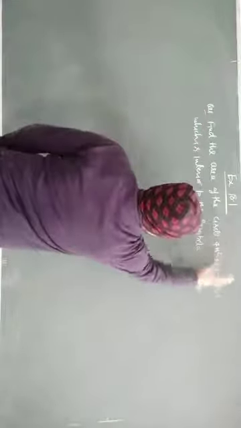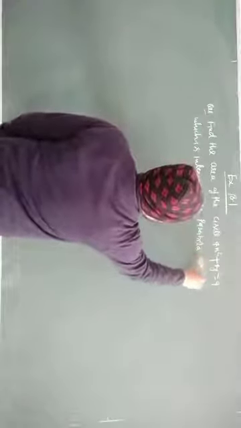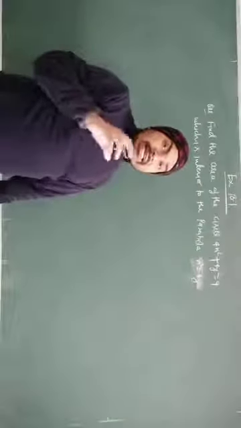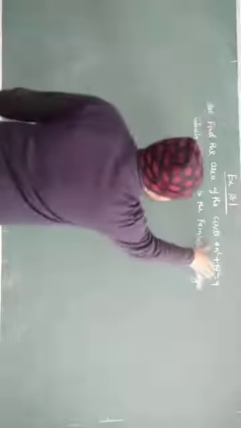Y square is equal to x square is equal to 4y. Sorry, x square is equal to 4y. So first of all, try to find out the shaded region by this circle and this parabola.